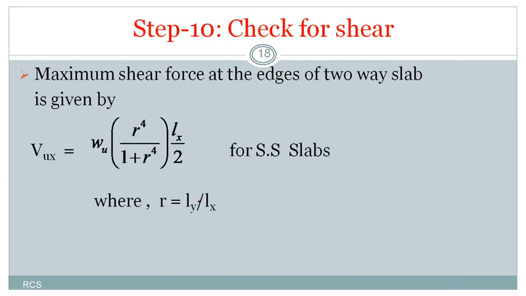Then we go for the check for shear. The maximum shear force at the edge of two-way slabs is given like this. First we have to calculate Vux, the factored shear force along the x direction. That value can be calculated as Vu by (R power 4 by 1 plus R power 4) multiplied by Lx by D for a simply supported slab. Here R is nothing but what? R is the ratio of the longer span direction to the shorter span direction, that is Ly by Lx. Like that we can calculate Vux.